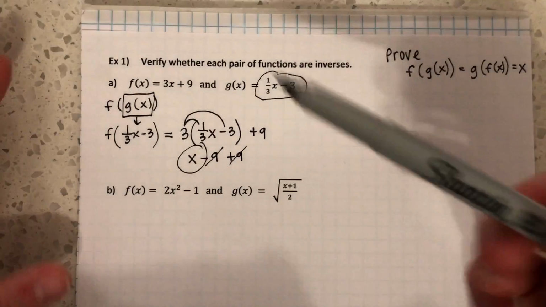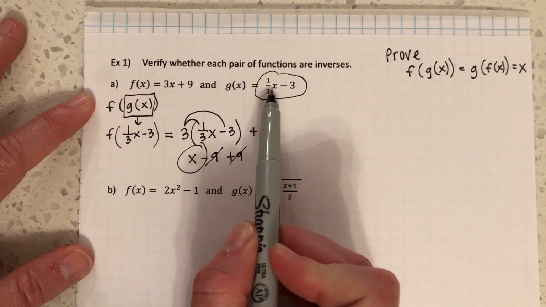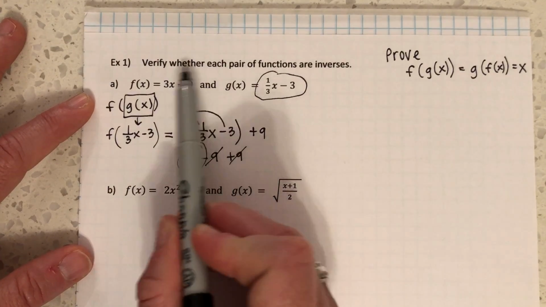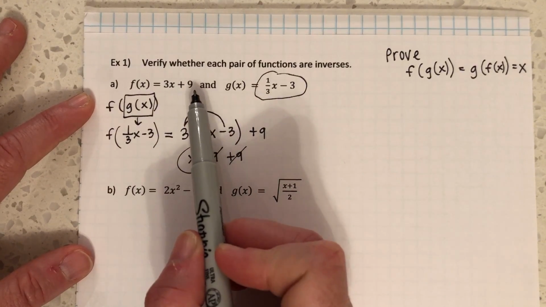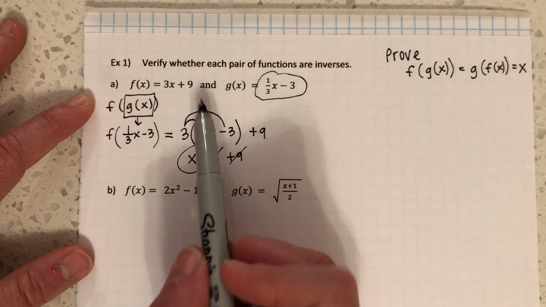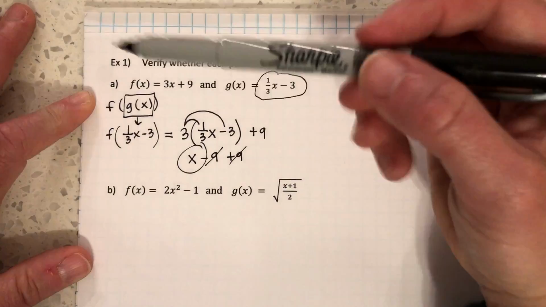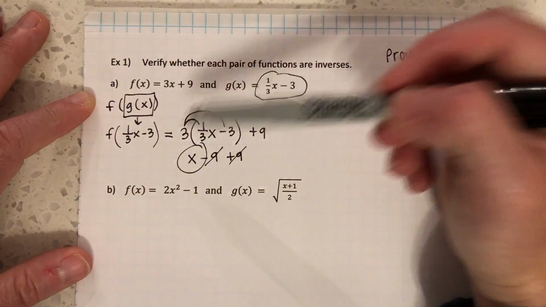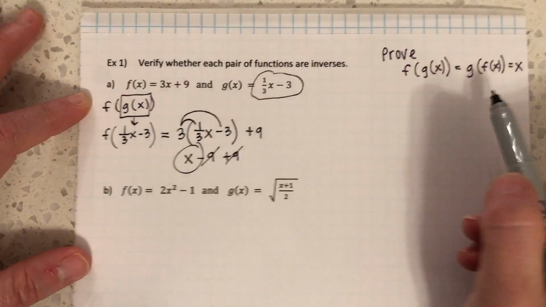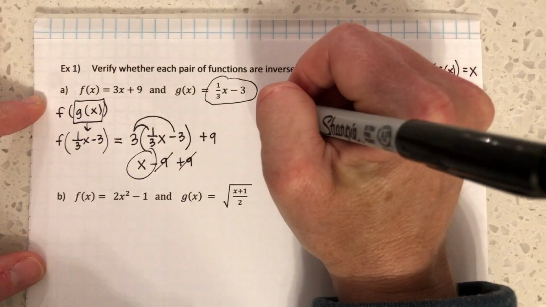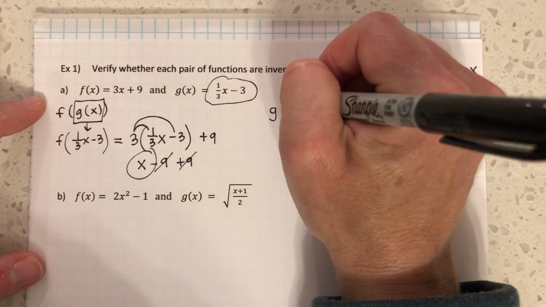That's perfect. That means that when you plug this function into that function, all of the operations cancel each other out and you're just left with x, because that's what inverses need to do. They need to cancel out each other's operations. All right, but you can't just prove one. You have to prove that it works both ways. So now we have to find g of f of x and hope that we get just x.